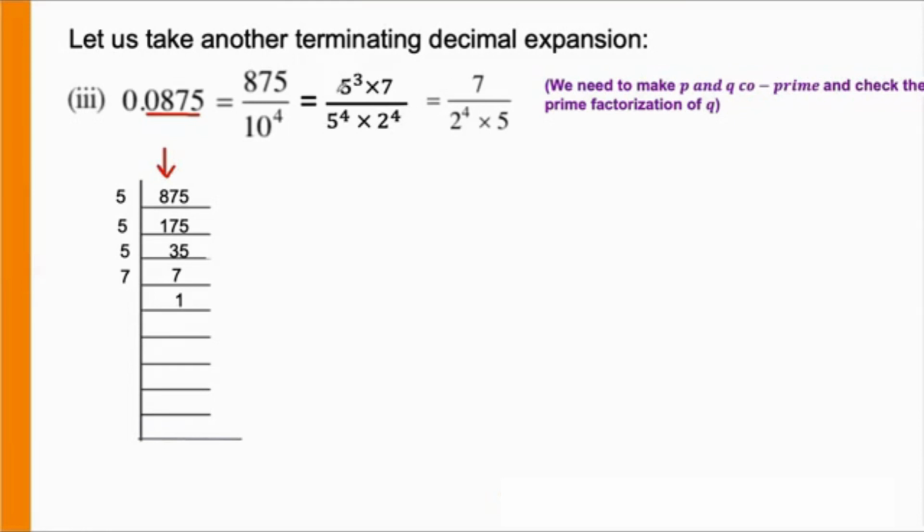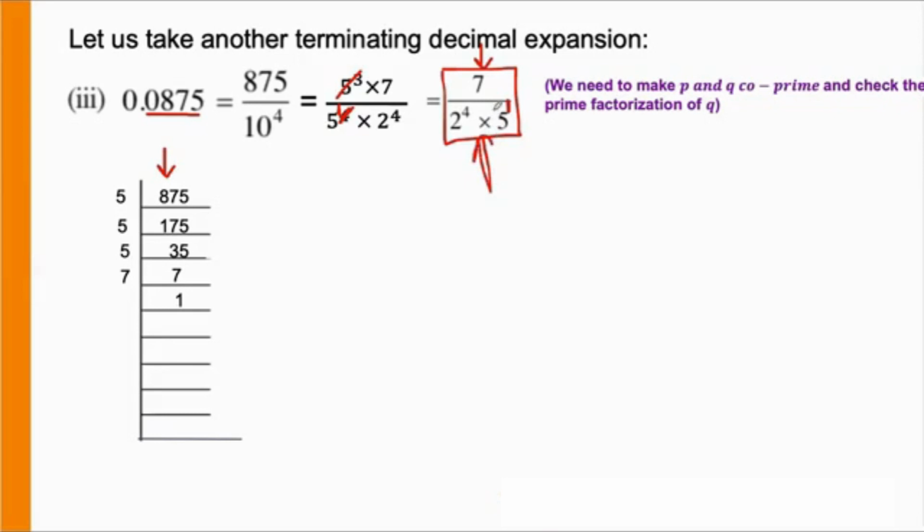Now here you can see we have 5 cube and 5 raised to 4 here. So we will cancel out all the 3 5s from the numerator. From the denominator, 1 5 will be left. So we will have 5 raised to 1 left. And so you can see the final p by q form, which is the co-prime form, will be 7 upon 2 raised to 4 into 5 raised to 1.